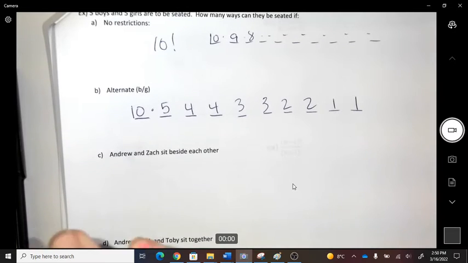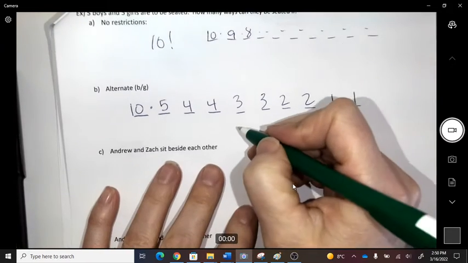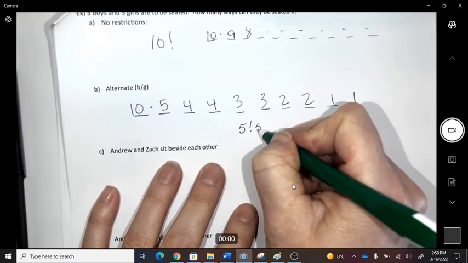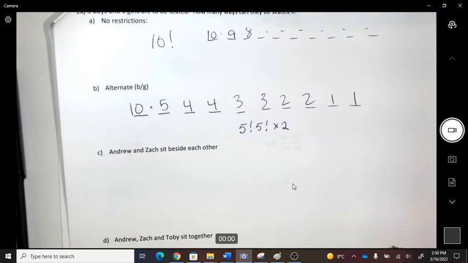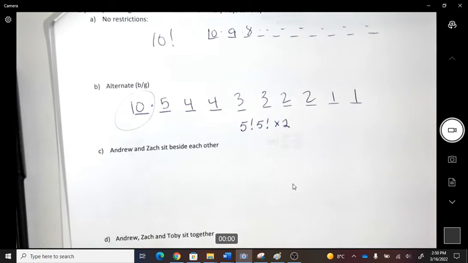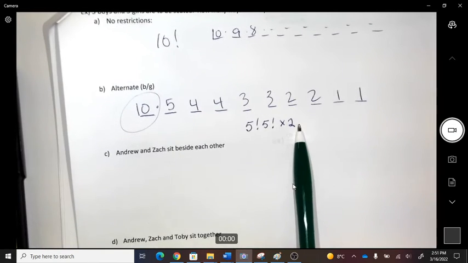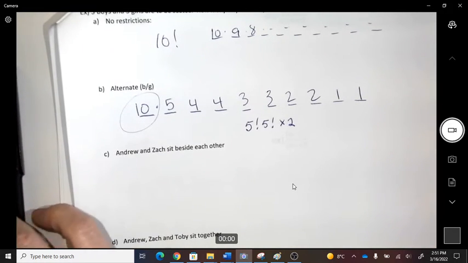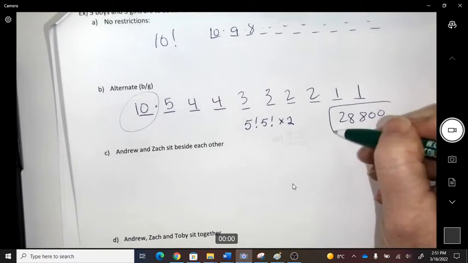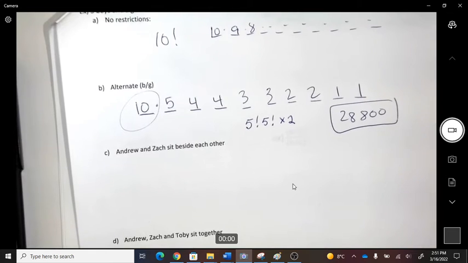Okay, if you want, you can just go times. If you want to shortcut it, this would be the idea. 5 factorial for the boys, 5 factorial for the girls, times 2, because I could have started the line with a boy or started the line with a girl. So I have to times it by 2 because there's just 2 different ways I could have started. Okay? If that's confusing, I don't care. Just go for the whole timesing that.